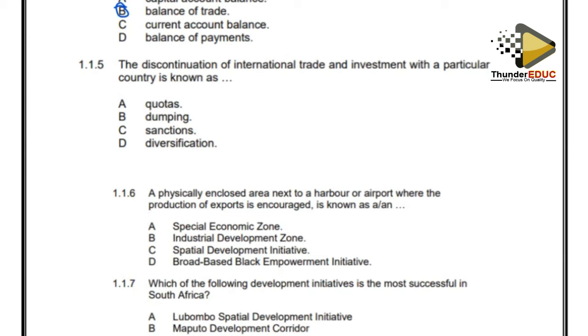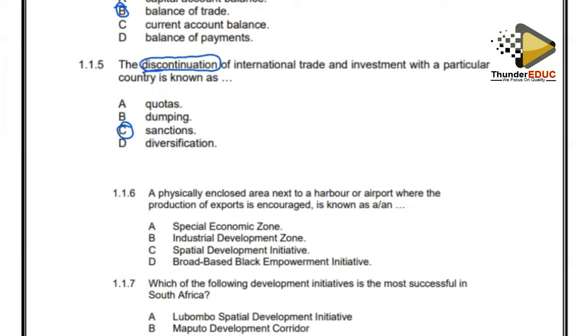Okay, right. So in this regard, our appropriate answer is going to be C, which is sanctions. Why sanctions? Because of this word, discontinuation. It means here the flow of goods and services between those two countries, or amongst those many countries, does stop. So in that regard, we say that is a sanction.